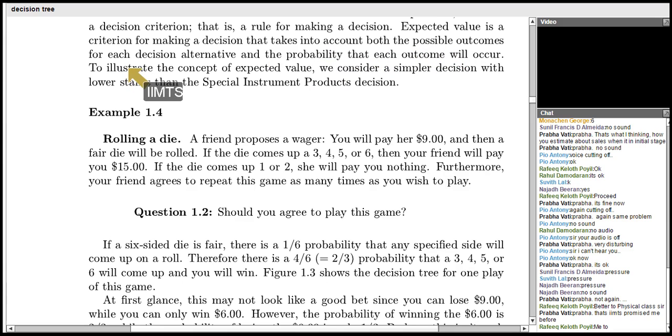Both of the possible outcomes for each decision alternative and the probability that each outcome will occur are all important parts of the criterion. Now, to illustrate the concept of expected value, we consider a similar decision with low stakes, rather than the special instrument product decision. Let's look at a decision with a low stake, which means low complexity.